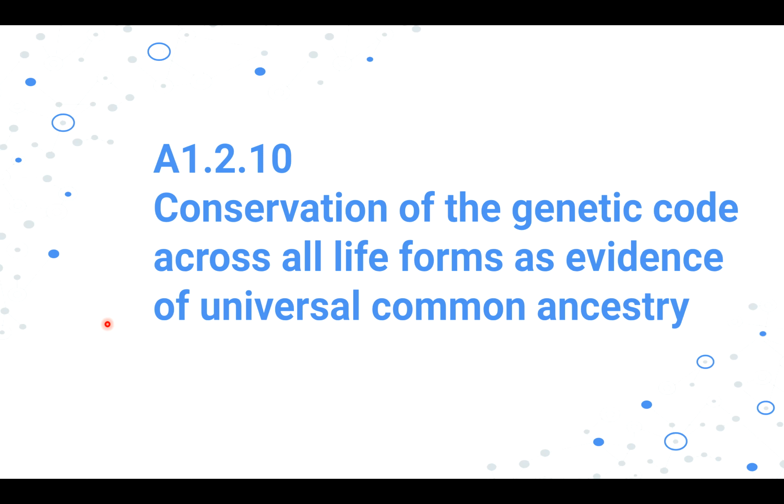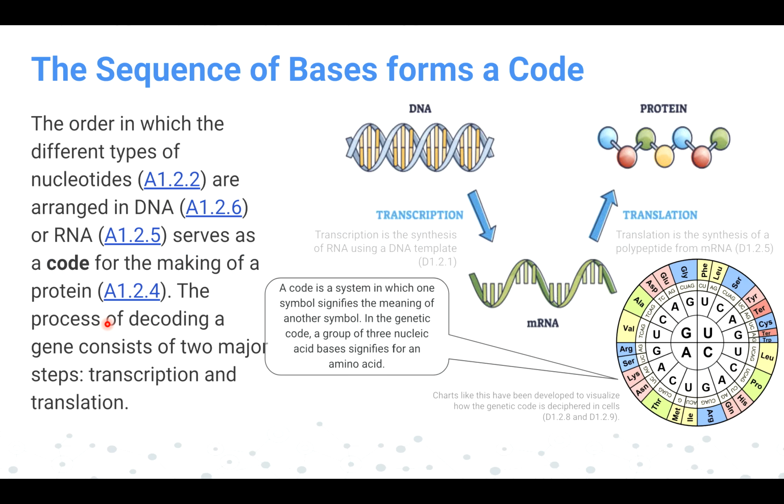Conservation of the genetic code across all life forms as evidence of universal common ancestry. I discussed this in the beginning in a very basic way. Let's talk about it once again. How can we say that it's unique and we all come from a common ancestor? The order in which the different types of nucleotide are arranged in DNA or RNA serves as a code for making a protein. And the process of decoding these genes consists of two major steps: transcription and then translation.